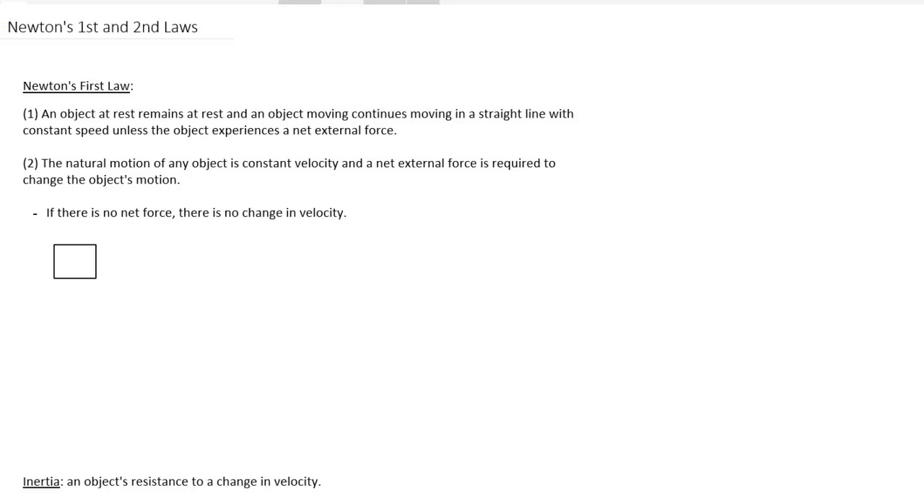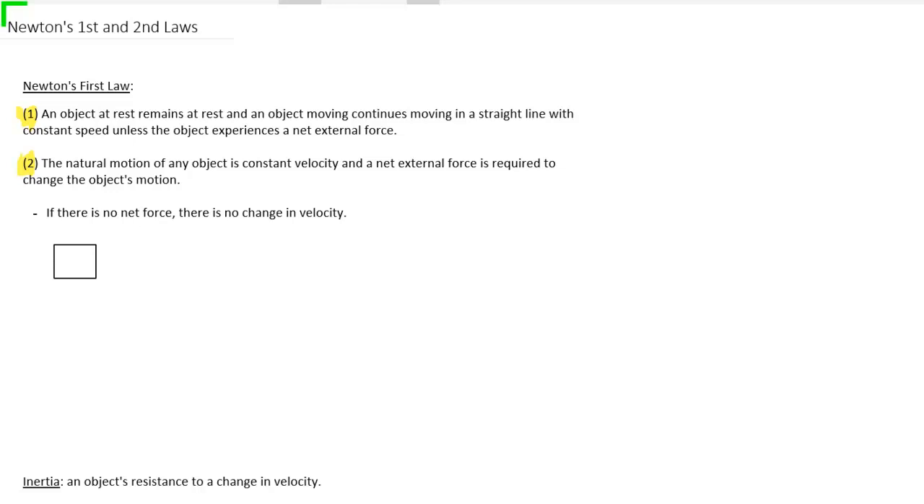So that's one way of saying it. These are not two different definitions. There's just two ways of saying the same thing. Another way of saying this is that the natural motion of any object is constant velocity, and in order to change this motion or this velocity, you need a net external force to do that.